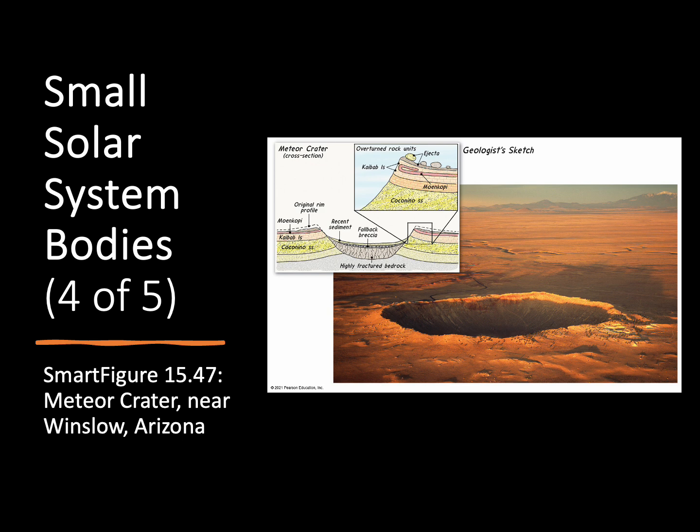When we have that meteorite hitting the surface, just like we see an impact crater on our moon and other planets, we see it here on the Earth as well. So here we're just looking at a meteor crater in Arizona where we had a large meteorite hit and deform the surface.